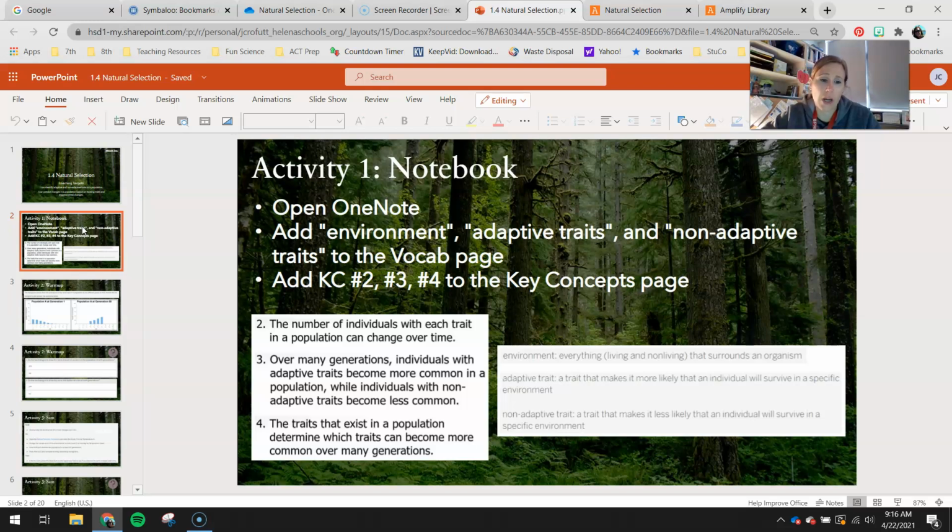Okay, key concepts 2, 3, and 4. The number of individuals with each trait in a population can change over time. Remember, that concept is called distribution. What we'll see in this lesson especially is that over a period of time, distribution will change, and we'll show that using histograms. Key concept 3: over many generations, and again, this doesn't just happen overnight. You don't just have a kid, that's a new generation, and poof, we have this whole new change. Individuals with adaptive traits become more common in a population, while individuals with non-adaptive traits become less common. And finally, the traits that exist in a population determine which traits can become more common over many generations. Again, these traits don't just appear out of nowhere, they come from some individual.